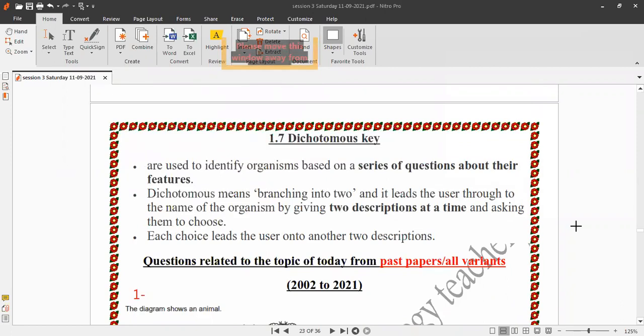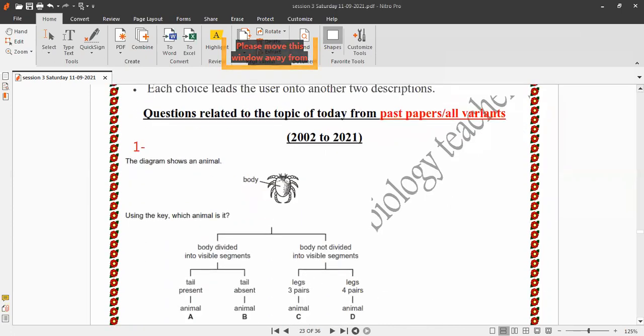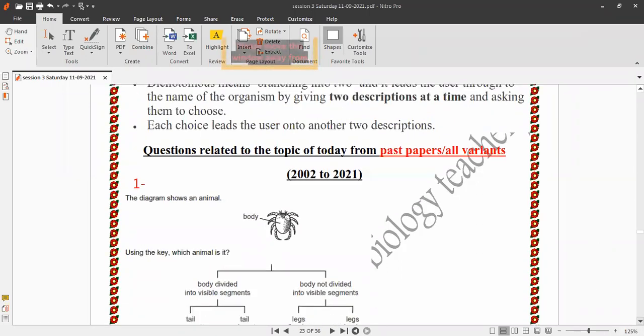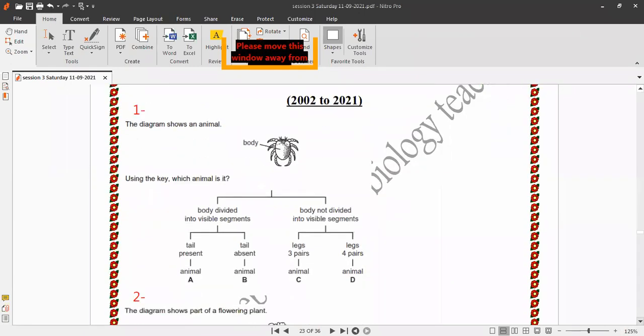The last part for chapter 1, dichotomous key. Dichotomous keys are used to identify organisms based on a series of questions about their features. Dichotomous means branching into two, like yes or no. It's called a dichotomous key, or key. It leads the user through to the name of the organism by giving two descriptions at a time and asking them to choose. Each choice leads the user onto another two descriptions.